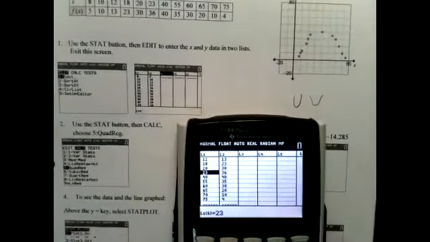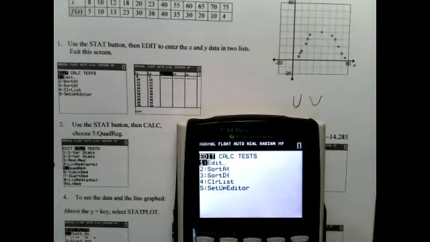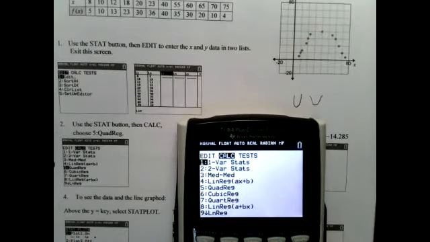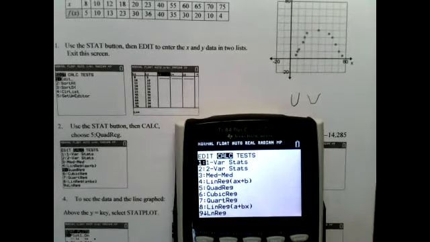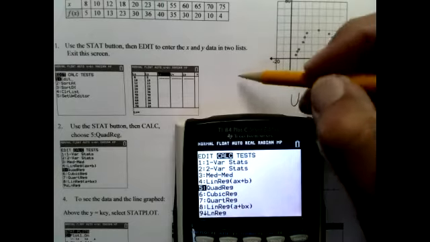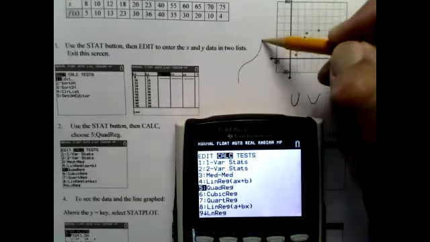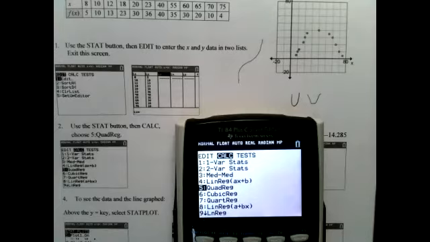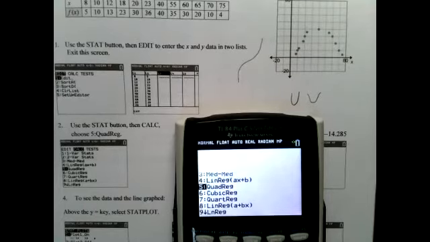Now I'm going to use the stat button again. Stat. And I want to go over to calc. And I want to use quadratic regressions. A lot of you know these are names you're familiar with. 4 was linear regression, talked about a line. 5 is quadratic. We know the shape of that. 6 is a cubic. That might be one that comes up and bends and does something like that. So if my points look something like that, I might want to do a cubic regression. But in this case, I'm going to do a quadratic regression.